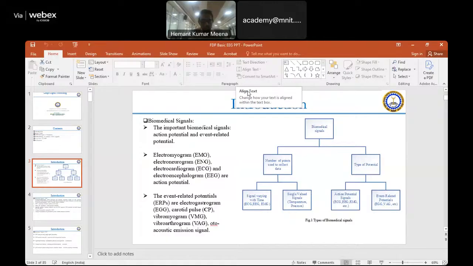Number of points used to collect data and type of potential. Signals which vary with time. Single valued signals, such as temperature and pressure. An action potential signal is an event related potential.